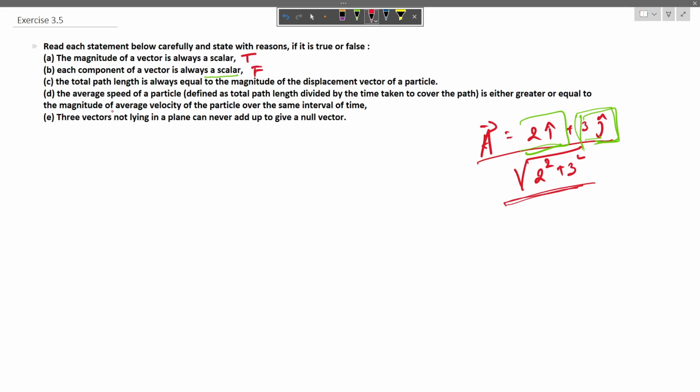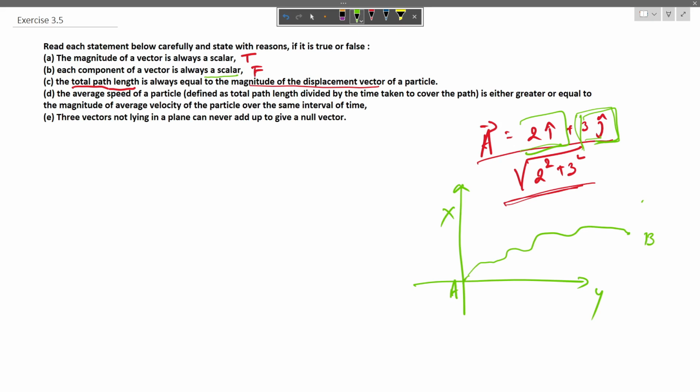Now in the third option we have: the total path length is always equal to the magnitude of the displacement vector of a particle. So when we see the movement of a particle, let us assume that this is the x direction, this is the y direction, and the particle started from the origin, goes in this way and reaches here. It started from point A and reached point B.